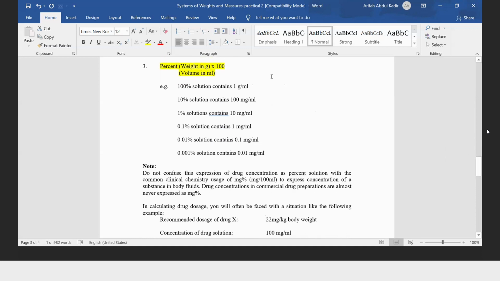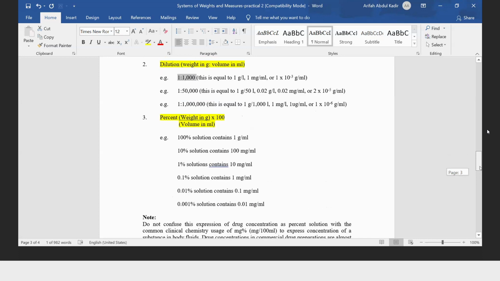Right? This one. So drug concentration can also be written in percentage. Like 100% solution. So what does that mean? Percentage is actually referring to weight in gram divided by ml. This is actually not very difficult to remember. When you write it in percentage, it's gram per ml times 100%.